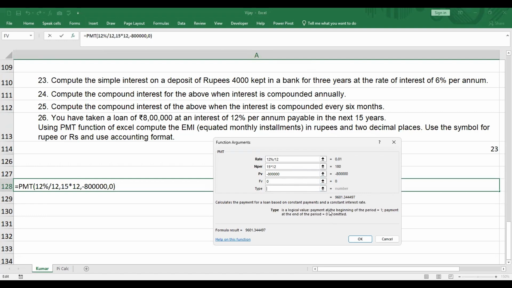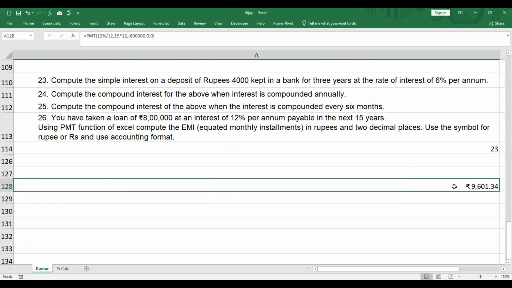Type is a logical value for payment at the beginning of the period or at the end of the period. Payment at the beginning means you take a loan today and immediately pay that month's EMI. Payment at the end means you take the loan now and pay the first EMI at the end of the month, which is normally done. We don't pay the installment then and there, we pay it after 1 month. In that case, 0. Even if omitted, it is taken as 0, which is the default value. Put 0 here. Let us see. So the EMI comes to 9,601.34.